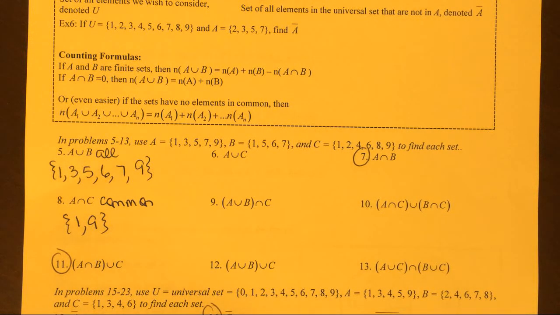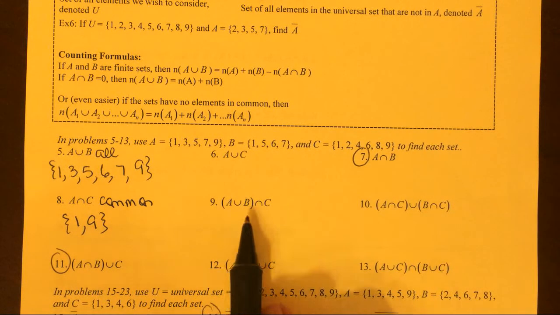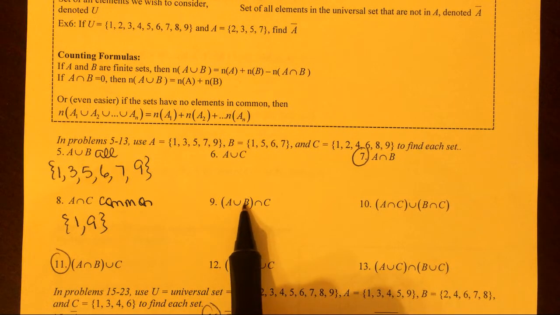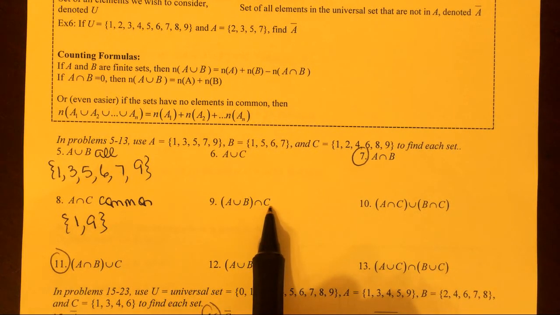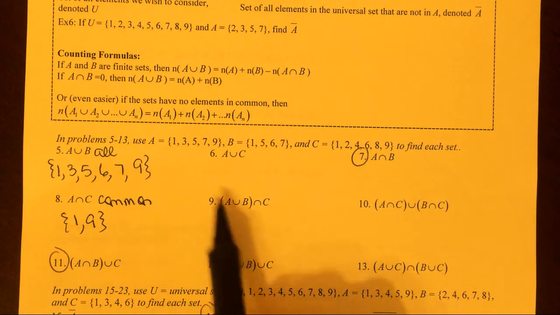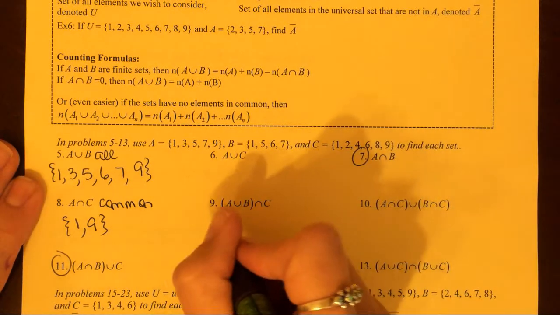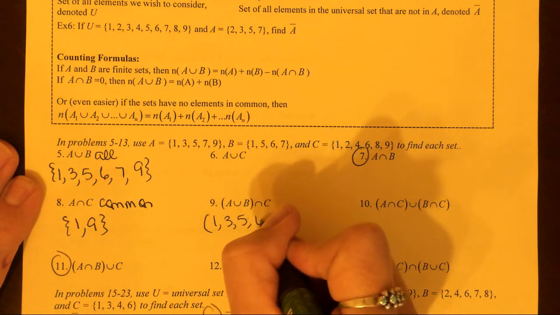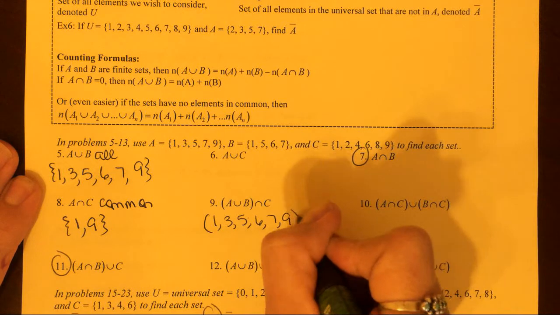Okay, and let's go do one that does a combo. Let's do number 9. So number 9, you're going to do the parentheses first. First, they want me to find the universal, and then they want me to find the intersection. So, hey, the nice thing is I just did the universal right here, so I've already done the work. So the universal answer is 1, 3, 5, 6, 7, and 9.